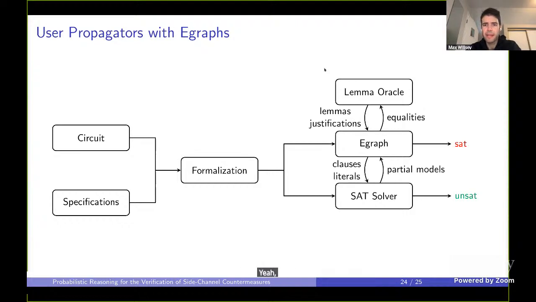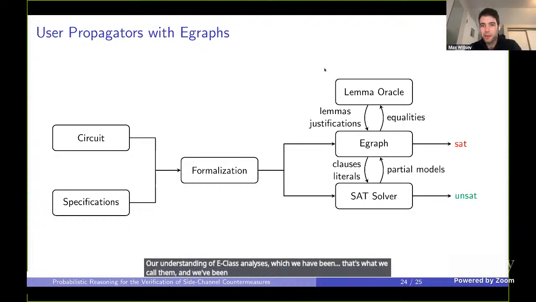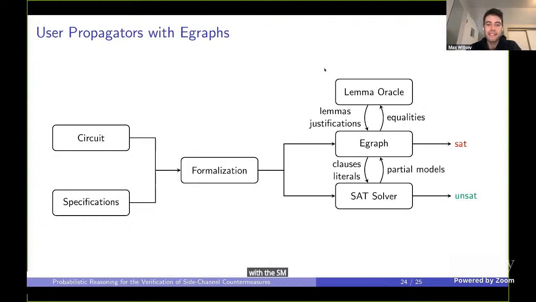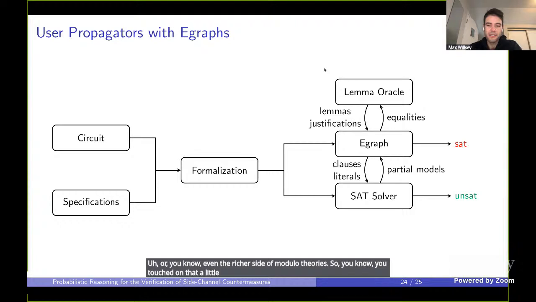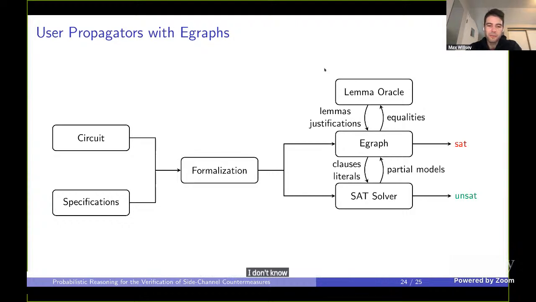Yeah, I think one of the big insights that I've been thinking about recently, and it sounds like it is also very relevant to your talk, is how to hook up our understanding of e-class analyses, which is what we call them and which we have been using for program analysis for optimization purposes, with the SMT perspective of user propagators, or even the richer side of modulo theories. So you touched on that a little bit, and I think that is a very interesting connection and line of work that there's a lot more to say on.